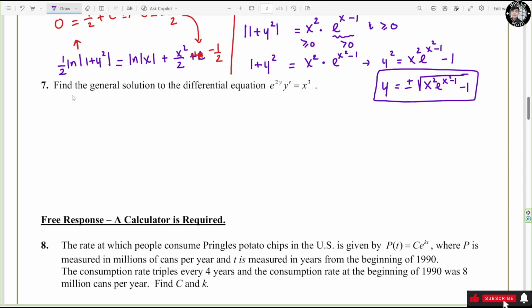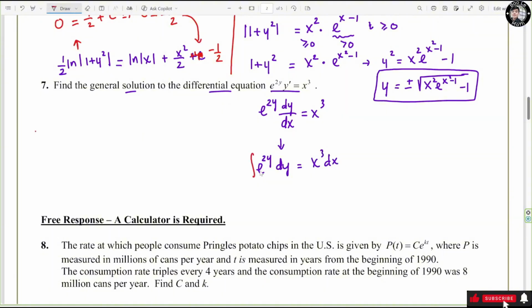Now let's move on to question 7. Find the general solution to the differential equation. We need to separate the variables. Before we do that, we need to rewrite this as e to the 2y dy over ds equals s cubed. Multiply both sides by ds, so you have e to the 2y dy equals s cubed ds.